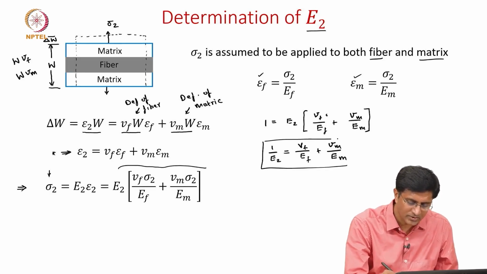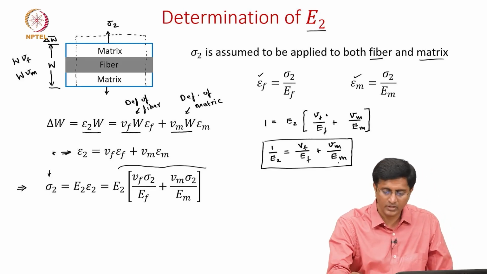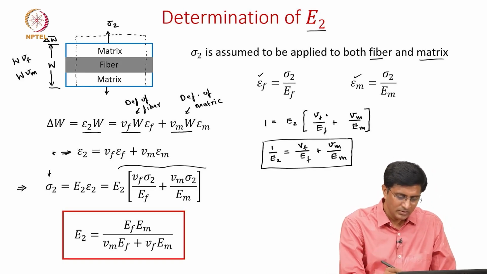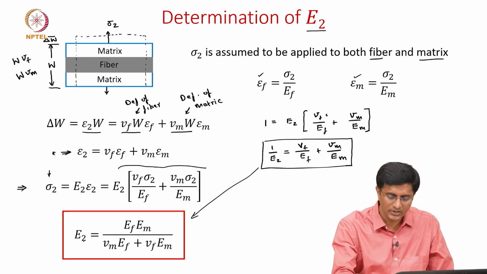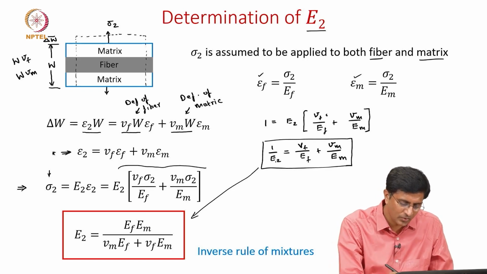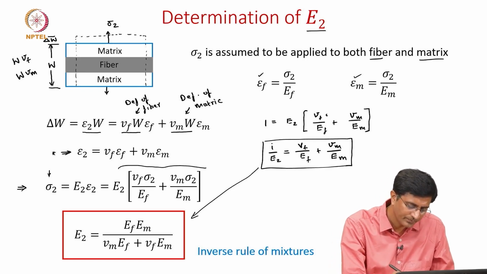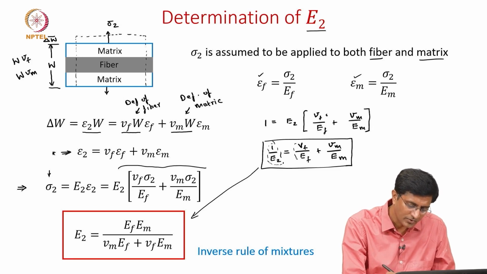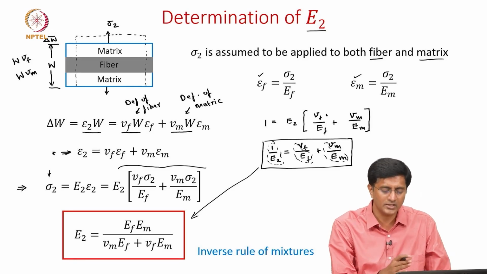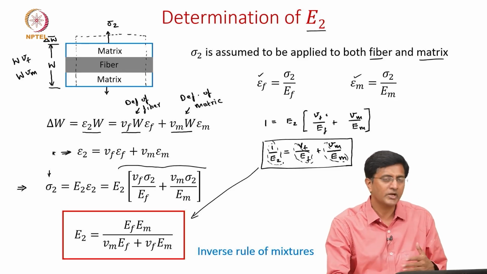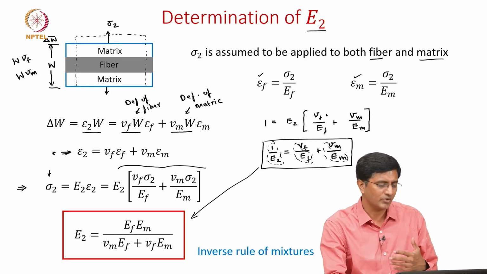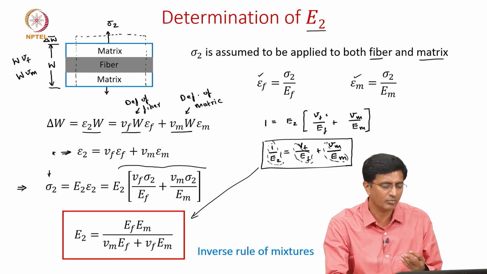This is called the inverse rule of mixtures, which can be again written in terms of E2. The same equation can be written in terms of E2, and we call it the inverse rule of mixtures because if you look at 1 by E2, 1 by EF and 1 by EM as three expressions, then again it is looking like the rule of mixtures. The only difference is that now we are looking at modulus as 1 by E values. But this time again we'll ask the same question we asked last time: whether it is a matrix dominated or a fiber dominated property.